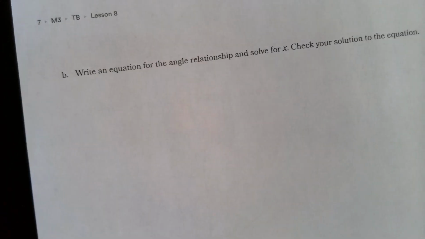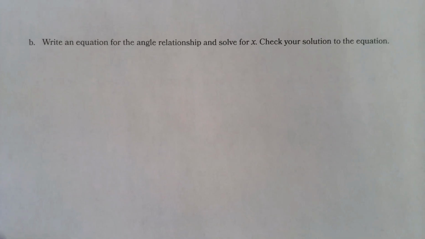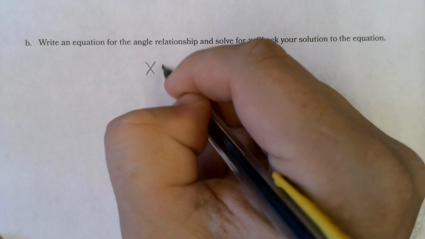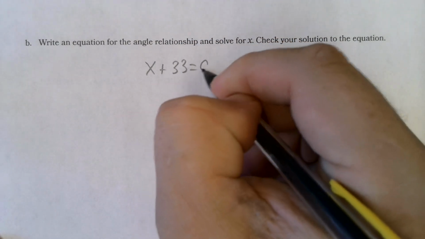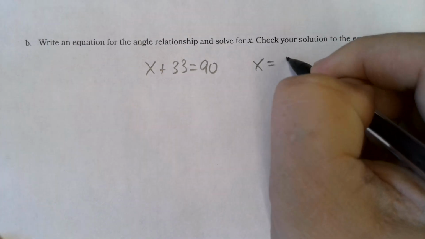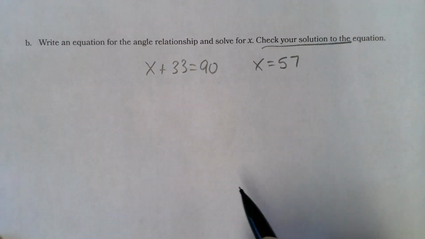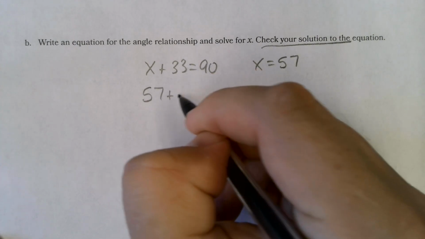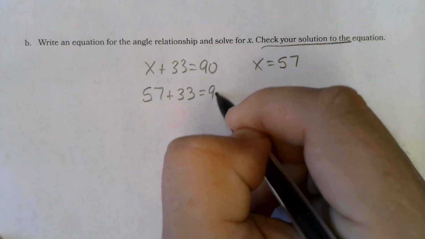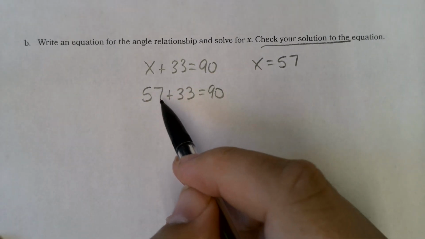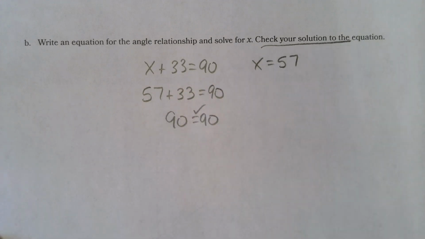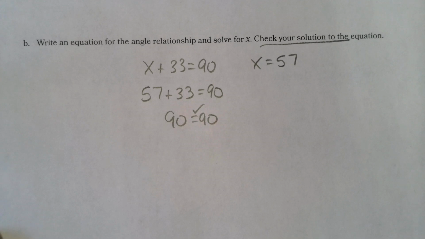Not exactly sure why, but they broke that into part B, which we did. Again, we wrote x plus 33 equals 90, and we found that x was 57. So we're going to use this to check our solution. So we're going to replace x with 57. And if we add these together, we do get 90. So we have a true statement. So 57 is our answer.